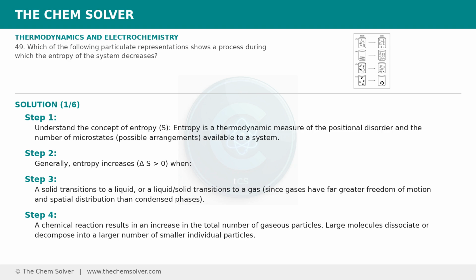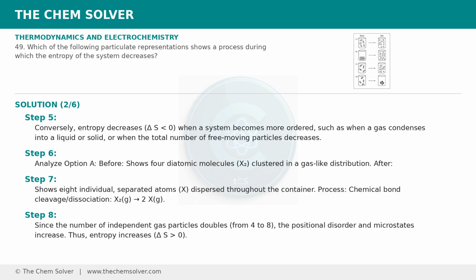A chemical reaction results in an increase in the total number of gaseous particles. Large molecules dissociate or decompose into a larger number of smaller individual particles. Conversely, entropy decreases, delta S less than zero, when a system becomes more ordered, such as when a gas condenses into a liquid or solid, or when the total number of free-moving particles decreases.